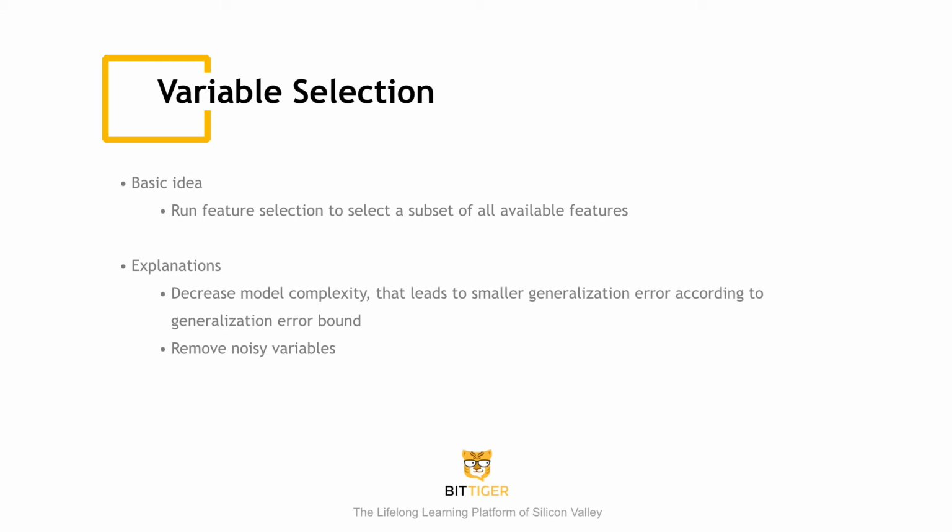It selects a subset of relevant variables and discards all other irrelevant and redundant variables. A machine learning model trained on these selected variables is more robust to overfitting because it removes noisy variables and also decreases model complexity.